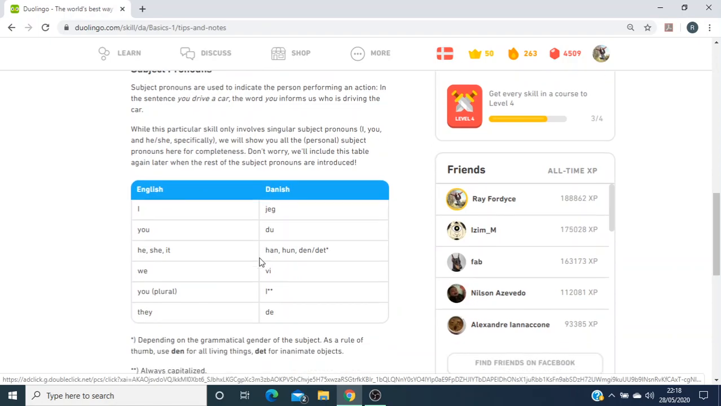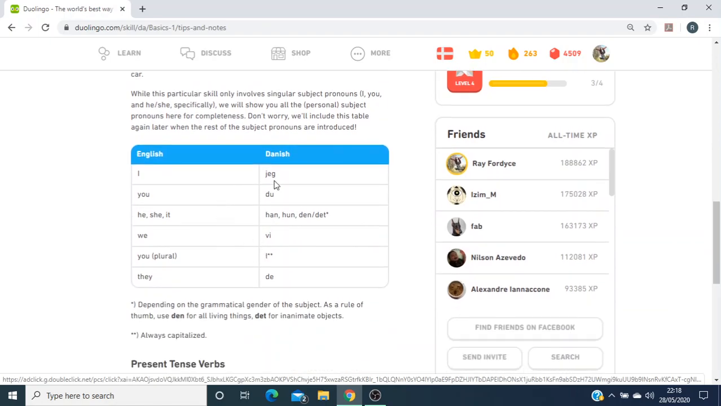So English I, Danish is jeg. You in Danish is du. He, she, it is han, hun, or den, det, depending on the grammatical gender of the subject. As a rule of thumb, use den for all living things, det for all inanimate objects.